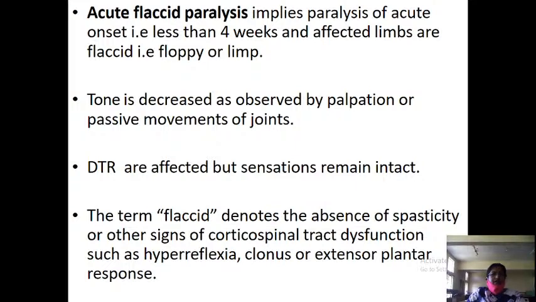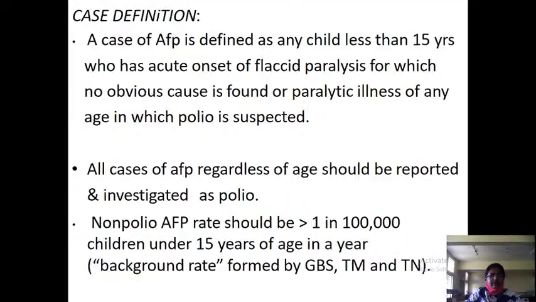Now, if there is a weakness of a limb, a partial weakness, then it is paresis. But if it is a complete loss of movement of the limb, then it is paralysis. So what is the definition? When we are talking about acute flaccid paralysis, we have to be very clear as to the definition. Can any person or any child be the criteria for inclusion?